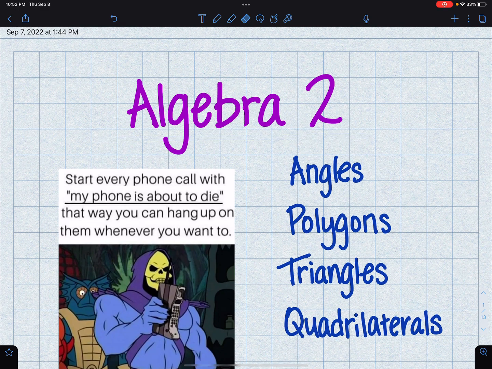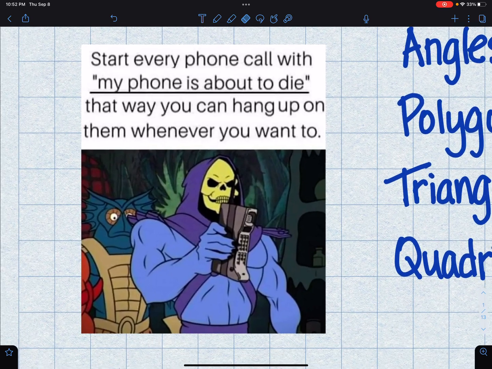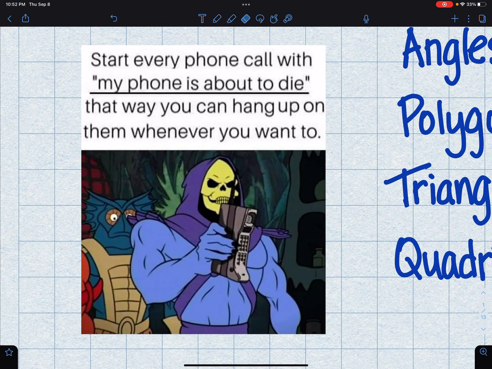Before we jump into that, just a fun little meme for today. Start every phone call with, "My phone is about to die." That way you can hang up on them whenever you want to. I don't know why I've never thought of this. This is genius. Oh my gosh. I'm going to totally try that out.